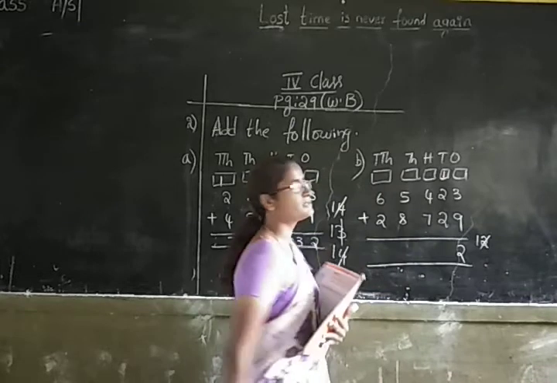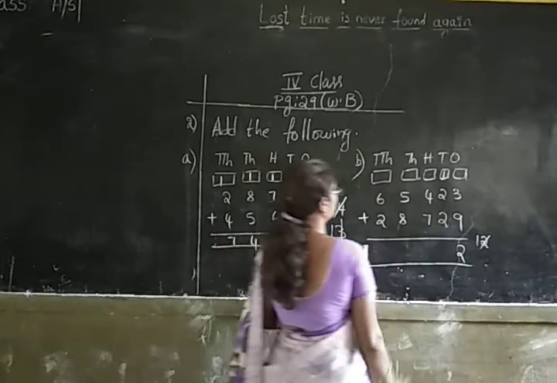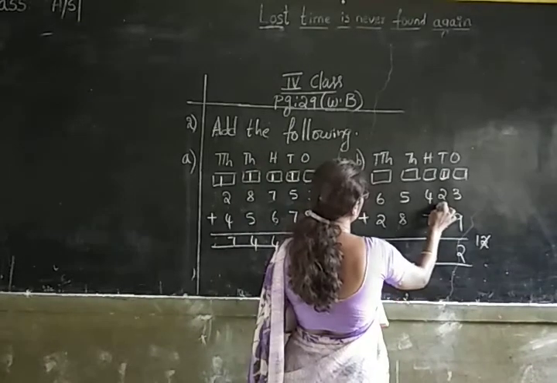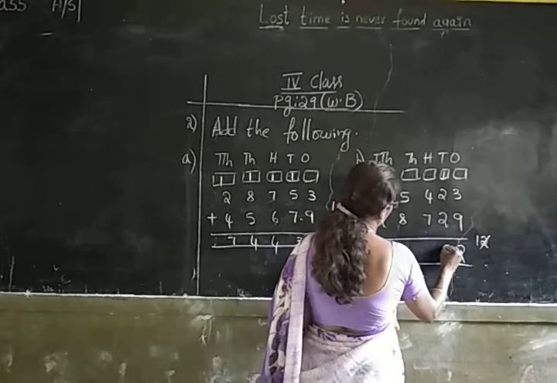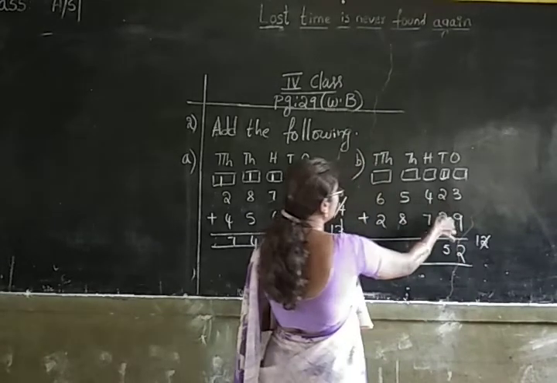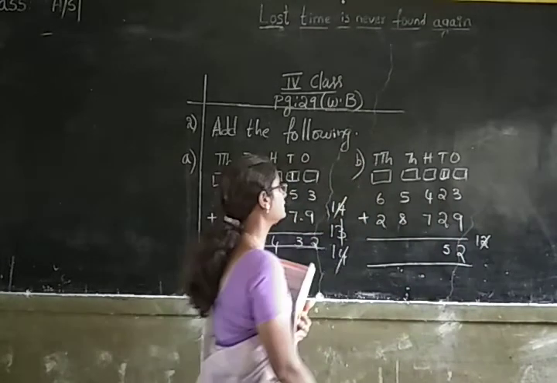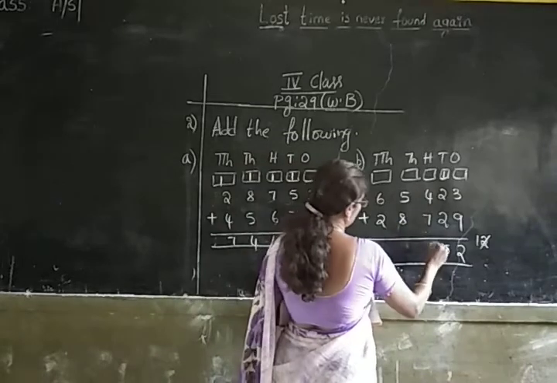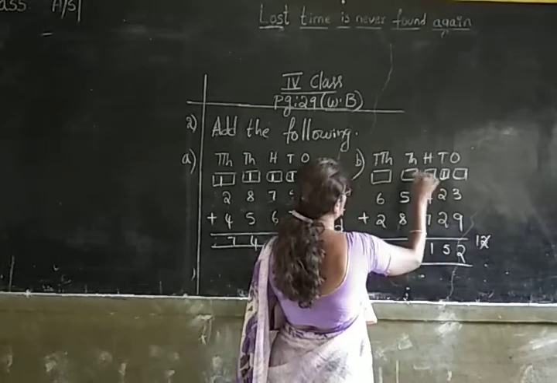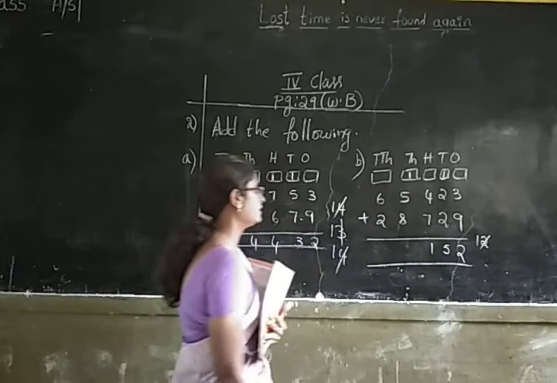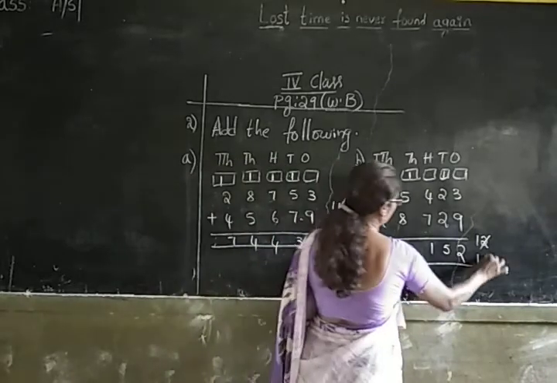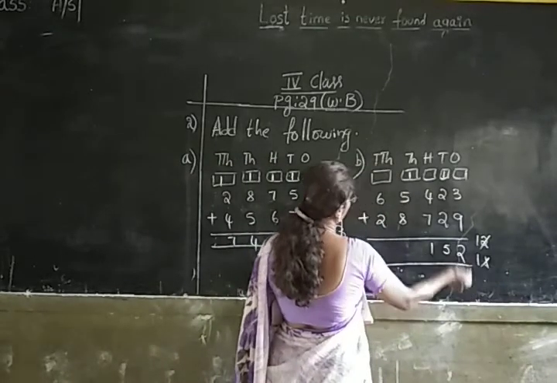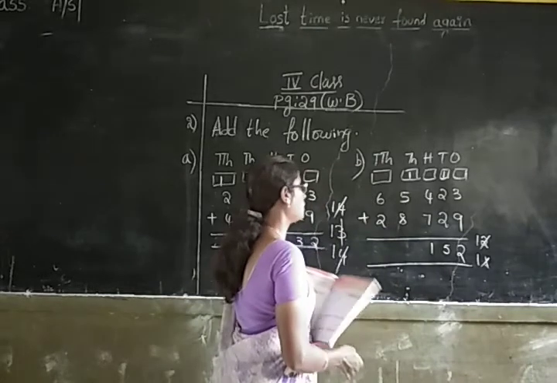After adding the numbers in ones place, you have to add the numbers in tens place. 2 plus 2 is 4 and 4 plus 1 is 5. After adding the numbers in tens place, you have to add the numbers in hundreds place. 7 plus 4 is how much? 7 plus 4 is 11. So you have to put 1 in hundreds place and carry away 1 to the thousands place.